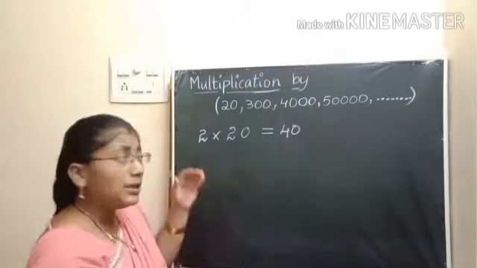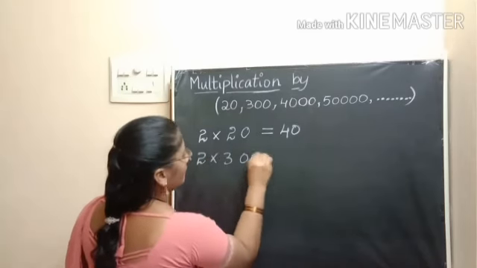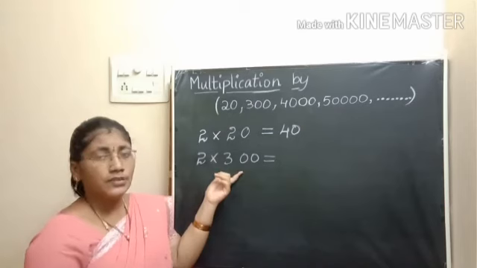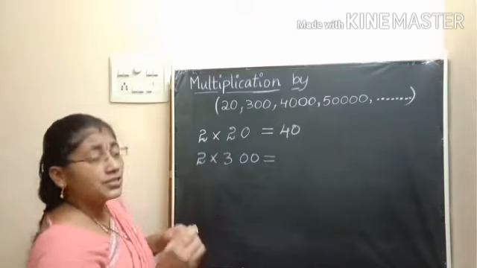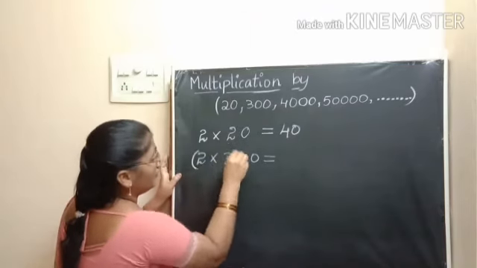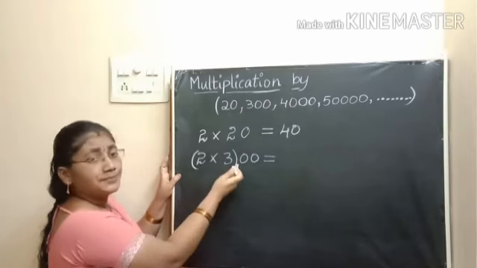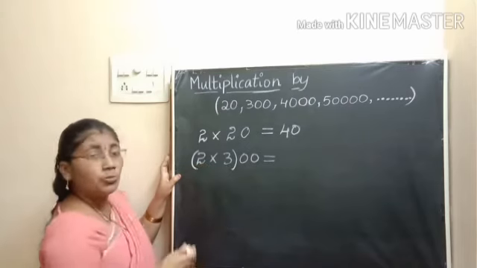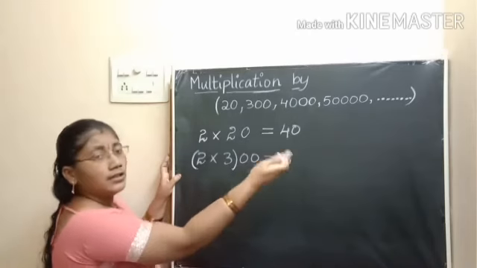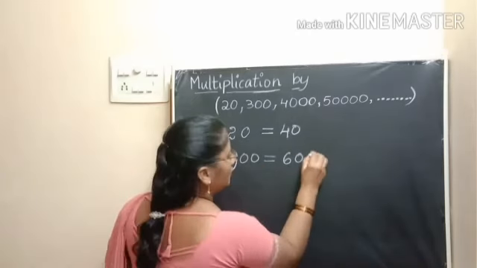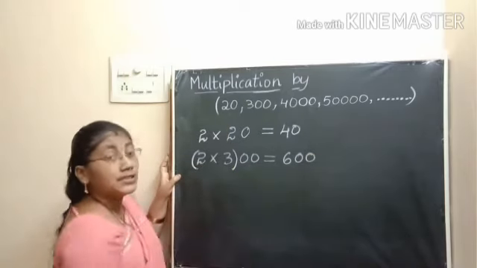But to multiply 2 with 300, is it easy? It is somewhat difficult. In that case, we can do this multiplication by taking one group. Consider this as a group. First we should take 2 into 3. How much is it? 6. Next simply write these 2 zeros in the answer. 600. That means 2 into 300 gives us 600.